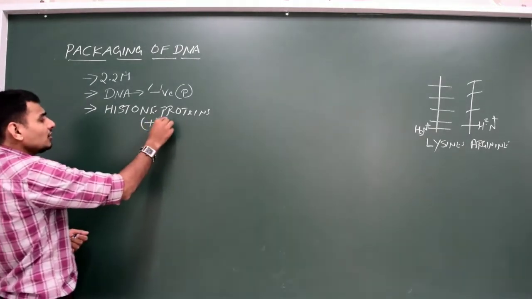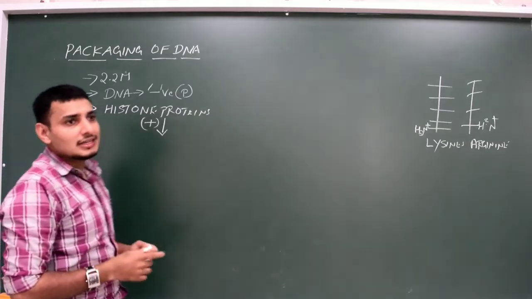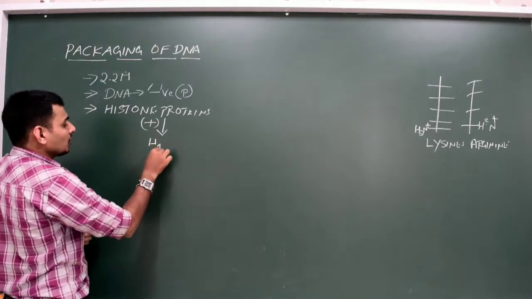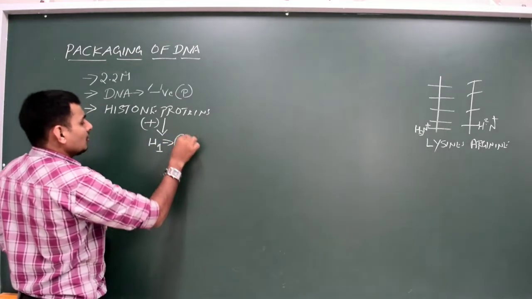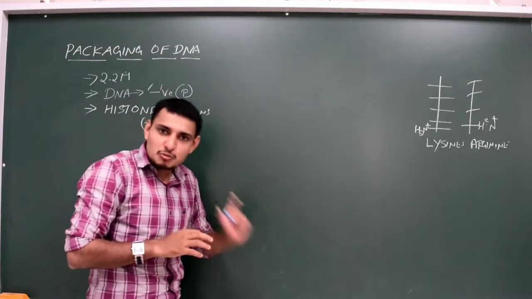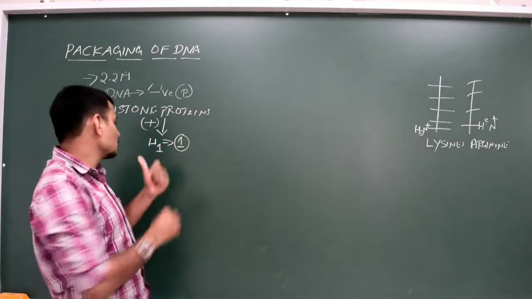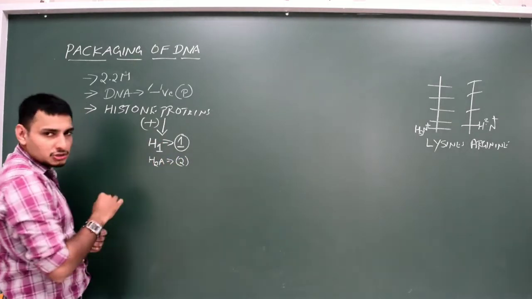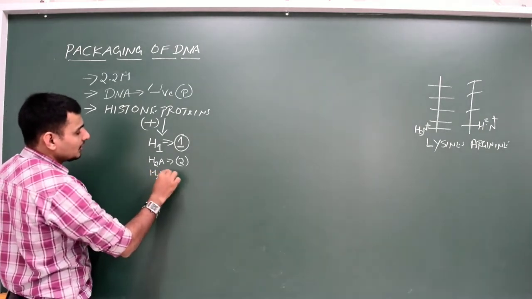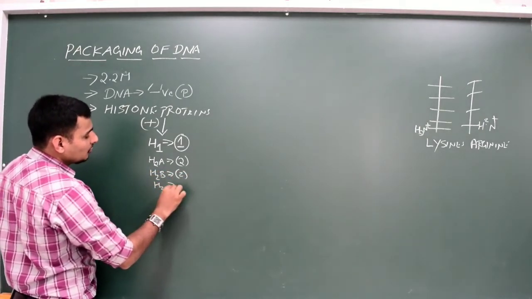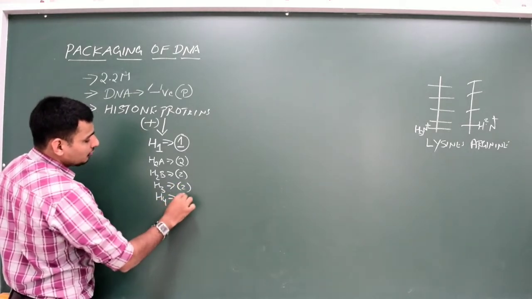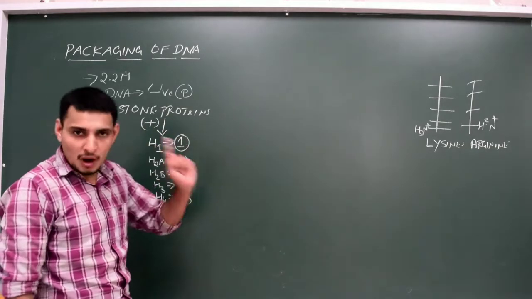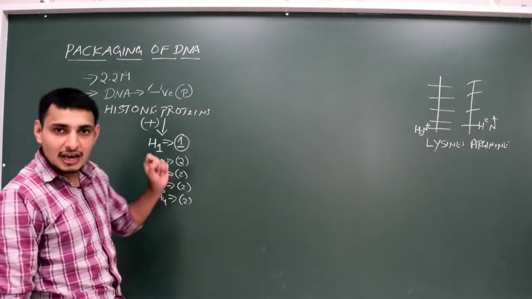The next is, what are the different types of histone proteins? If you look into the histone protein, there are 5 different types of histone proteins. The first one is H1. It always occurs singly, it's always one. There is no pair for this H1 histone protein. The other one is H2A. It always occurs in pairs. There are two H2A. Then H2B always occurs in pairs. Then H3 always occurs in pairs. Then finally H4 always occurs in pairs. So in total there are 5 different types of histone proteins. H1 is always one, whereas H2A, H2B, H3, H4 always occur in pairs.